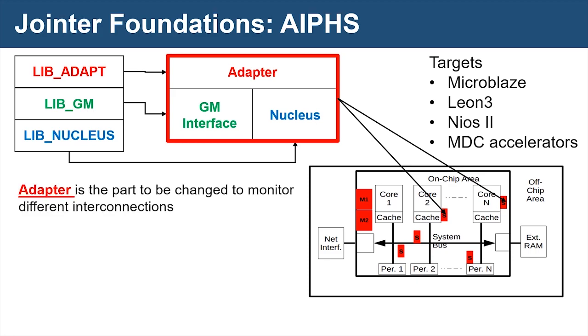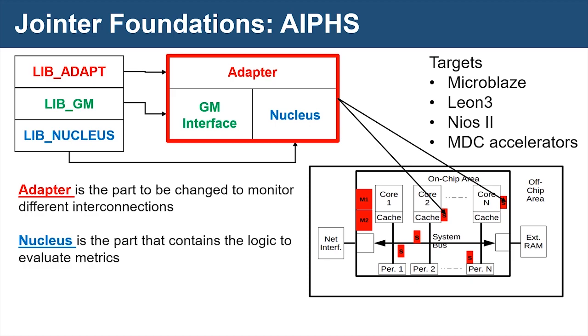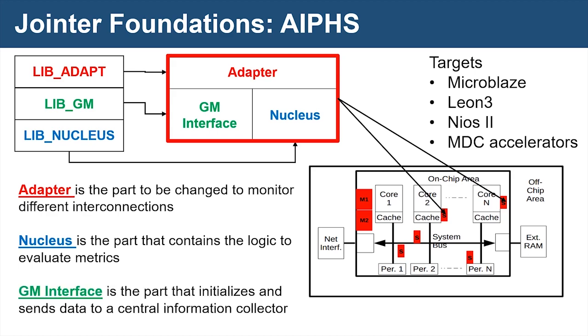The adapter is the part interfaced with the entities controlling monitoring, and it has to be changed according to the connections adopted by such entities. The nucleus is the part that contains the logic to evaluate metrics, so it is dependent on the specific metric to be monitored. And the global monitor, GM, interface is the part that initializes and sends data to a central information collector. The Jointer framework is shown here.